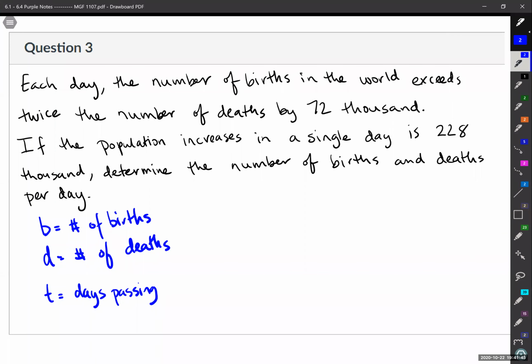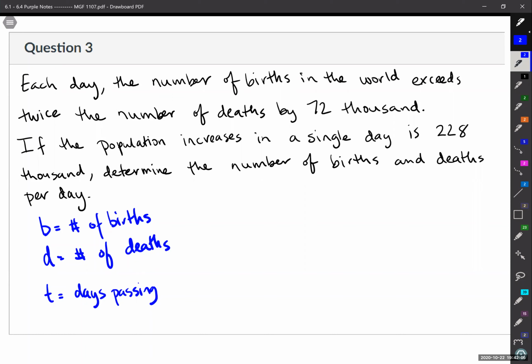Greater, right? So it should be higher. It doesn't just exceed it in general, it exceeds it specifically by twice the number of deaths by 72,000. So it's not exactly twice, but if you twice it and then add 72,000, that's kind of the relationship. So remember, we're going to translate these verbal descriptions into equations.